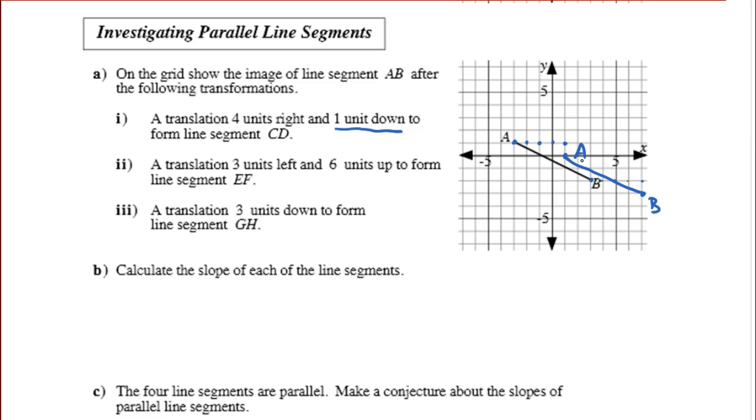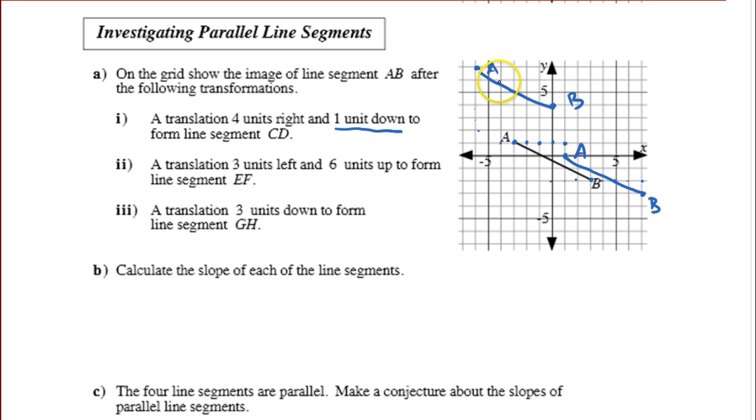And if I keep doing this again, the translation of 3 units to the left and 6 up. So 3 units to the left would be 1, 2, 3, and 6 up: 1, 2, 3, 4, 5, 6. So there's the new A. And do the same thing for B here. So I have 1, 2, 3, and 6 units up: 1, 2, 3, 4, 5, 6. Okay, there's the new B.